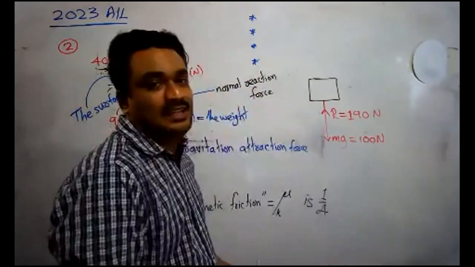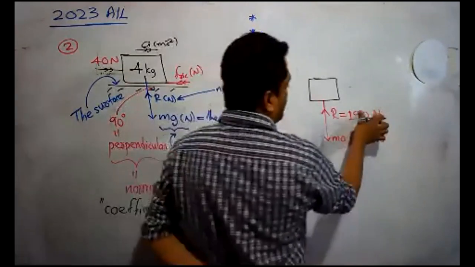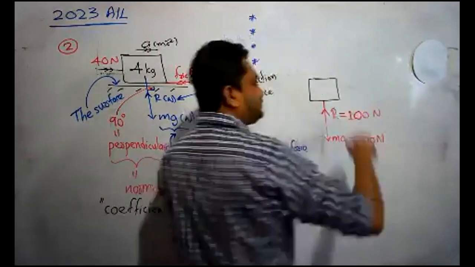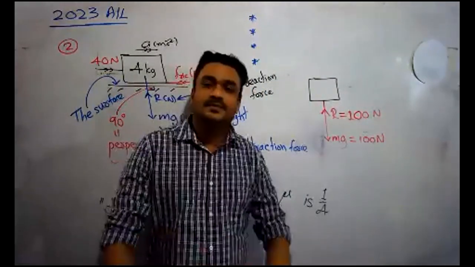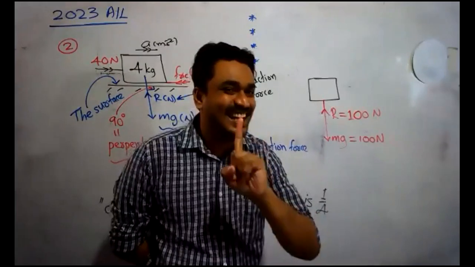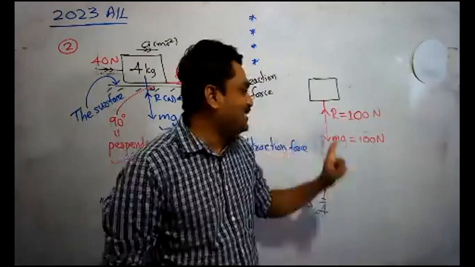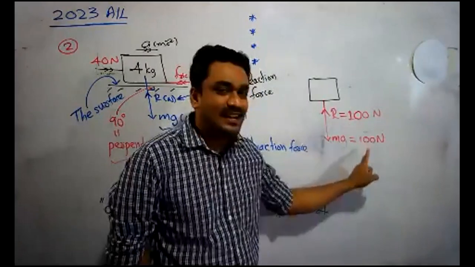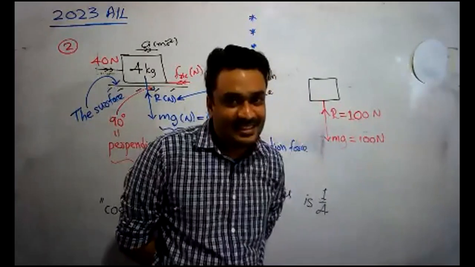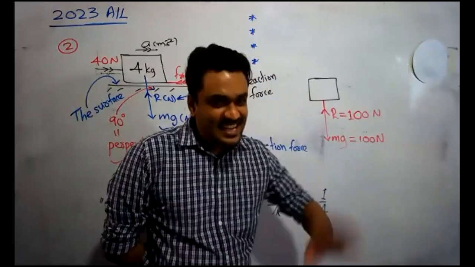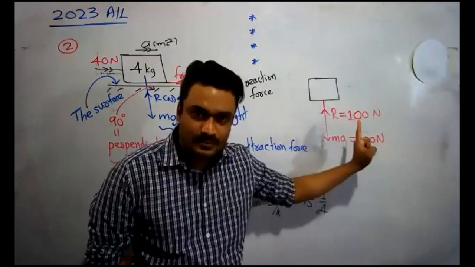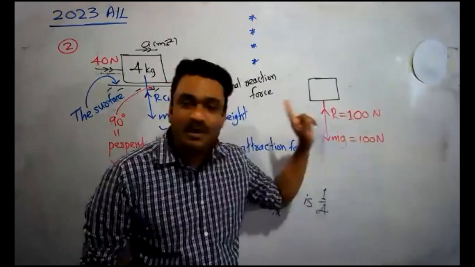Very good. Third question. What will happen if R is also 100 Newton? The object won't move, sir. It will be at rest, sir. Be careful. Think again and tell me. If R is 100, mg is 100, what will happen to the object? Will it be moved up? No, sir. Will it be moved down? No, sir.